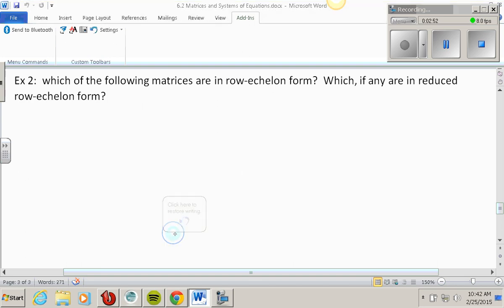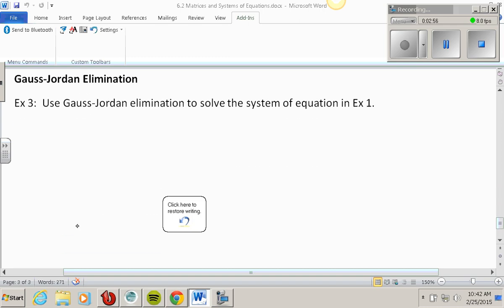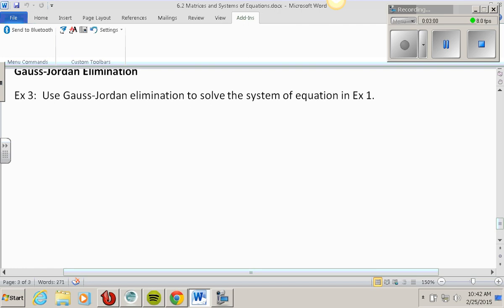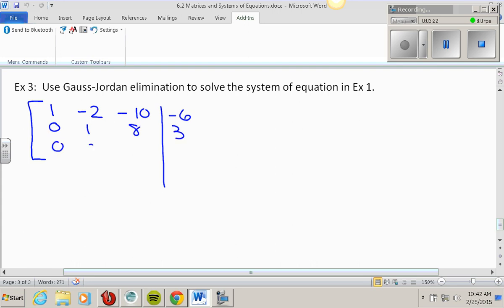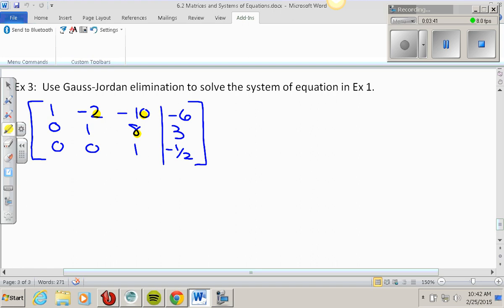Alright, so what we're going to do next is we're actually going to take the matrix that we found in example 1, and we're going to use Gauss-Jordan elimination to solve the system of equations. Okay, so the matrix that we received in number 1 is row echelon. I'll just put that back up so you can remember what it is. This is the matrix. So what we're going to do is take it and put it into reduced row echelon. So basically we want to take all of these values here and turn them into zeros. That's the goal. So it's in reduced row echelon.